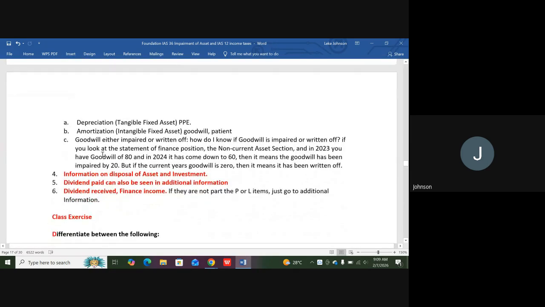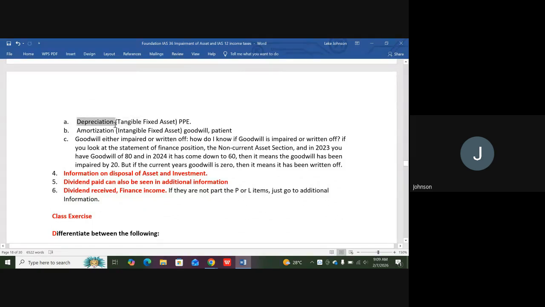E.g., they talk about depreciation. When they say in the question that they charge depreciation, or they give you information about the depreciation that they've charged, depreciation is always charged on tangible fixed assets, such as PPE. If they give you any information about depreciation that they charge in the question, note that this depreciation is not a cash item. Therefore, you cannot charge it as an expense.